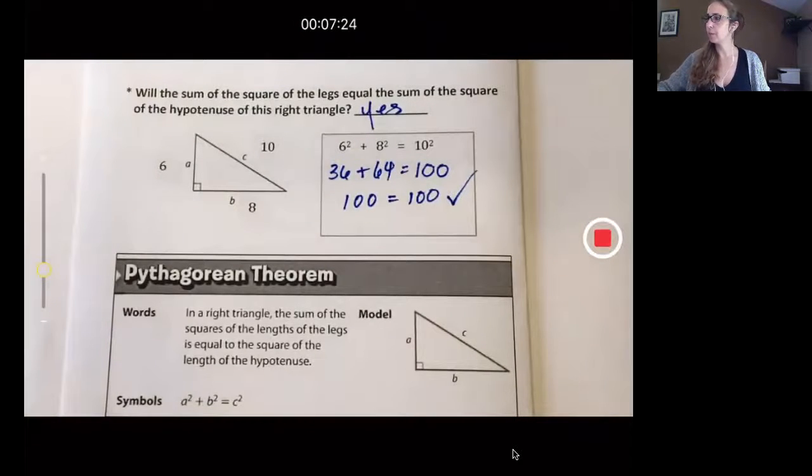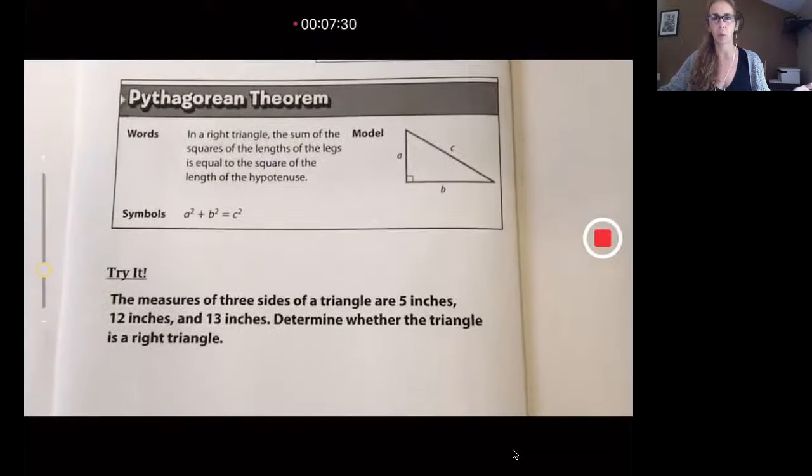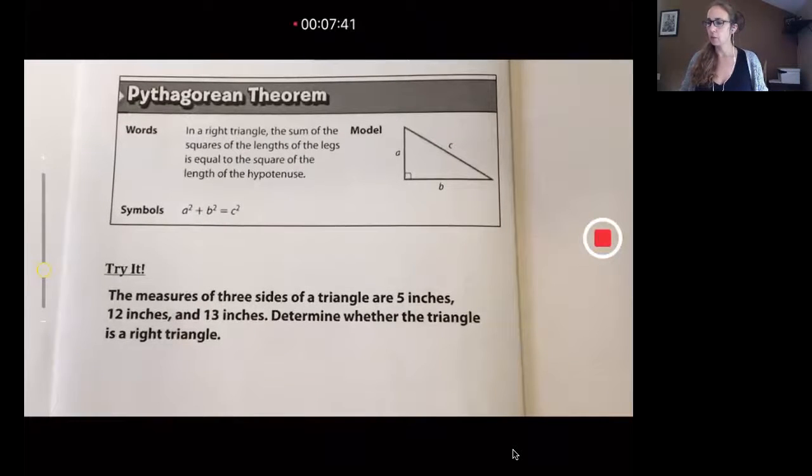Let's try another one. So here's our Pythagorean theorem, which is just what we wrote on the front side. And there's a try it. So the measures of the three sides of a triangle are 5 inches, 12 inches, and 13 inches. Determine whether the triangle is a right triangle.